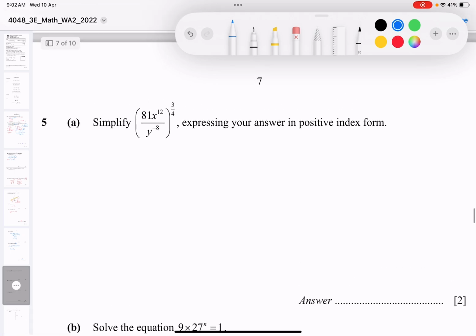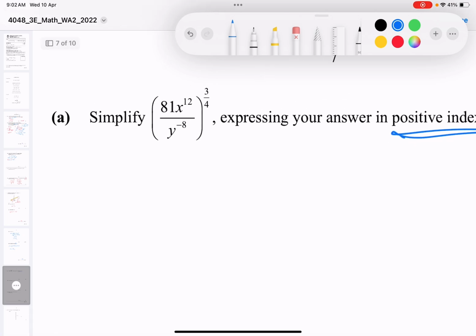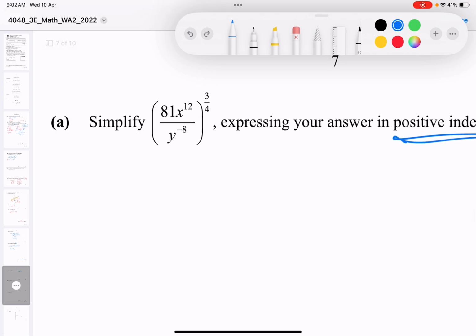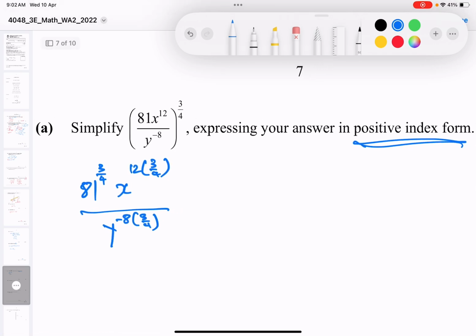All right, let's move on. Question number 5. Simplify the following. Express your answer in positive index form. If I have powers here, I can just distribute it in. So 81 to the power of 3 over 4, x to the 12, 3 over 4, over y to the negative 8, 3 over 4. So let's distribute it.